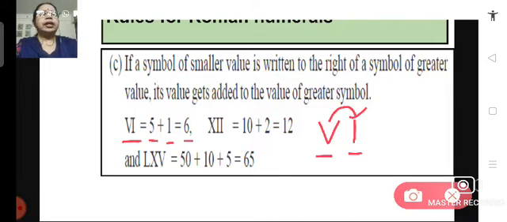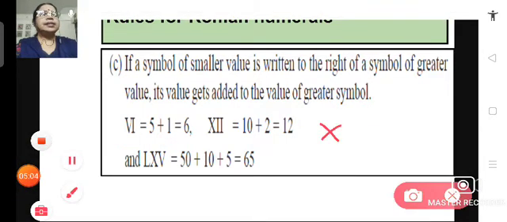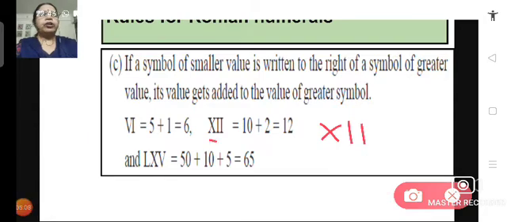Similarly, if we write XII like here, the value of X is 10 and II means 2. So it is added to 10, that means 12. XII is 12.